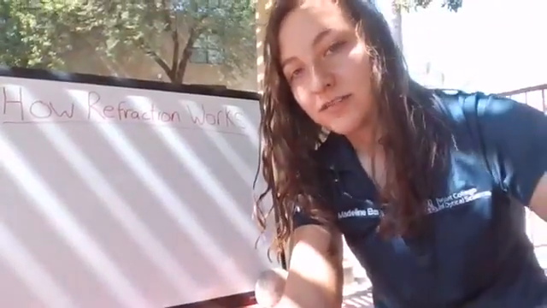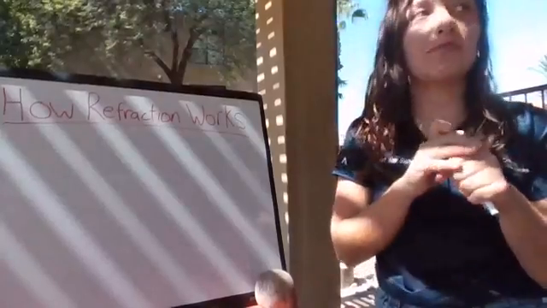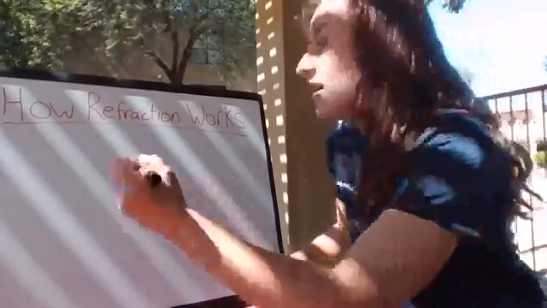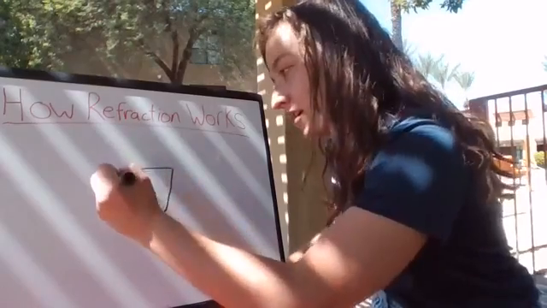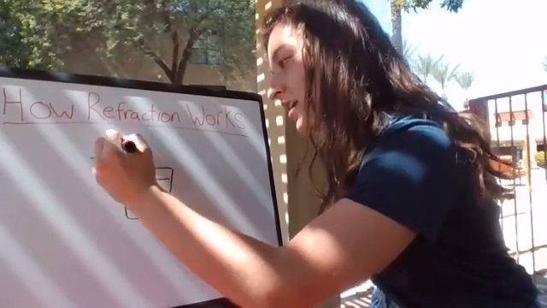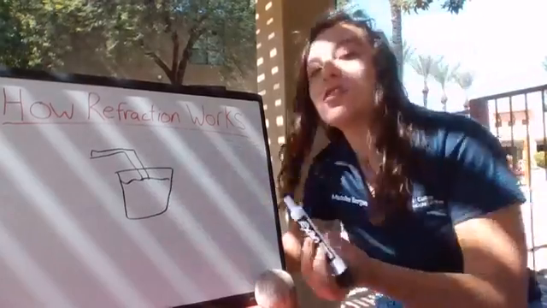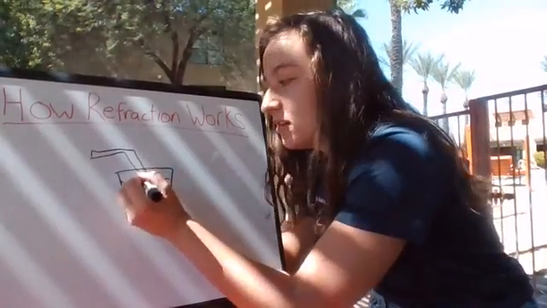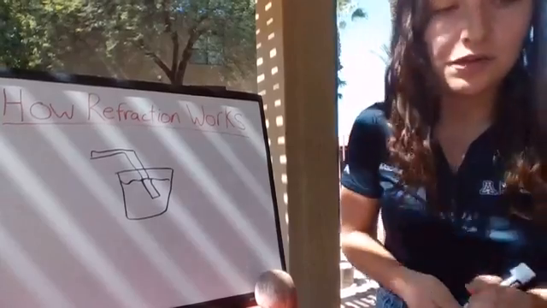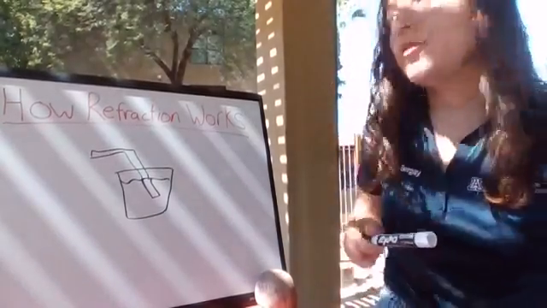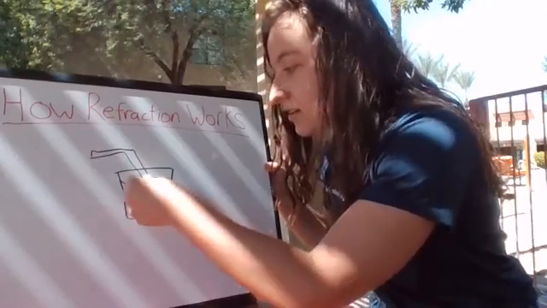how refraction works. So, you may have already seen refraction in real life if you've ever had a cup of water and then you put a straw in it, right? And you would expect the straw to look like it goes straight down, right? Because that's where the straw actually is located. But if you've ever done this before, you know that this is not actually what it looks like, right?